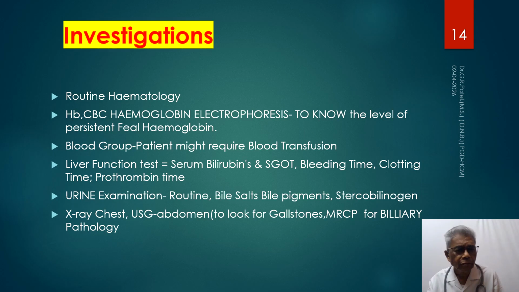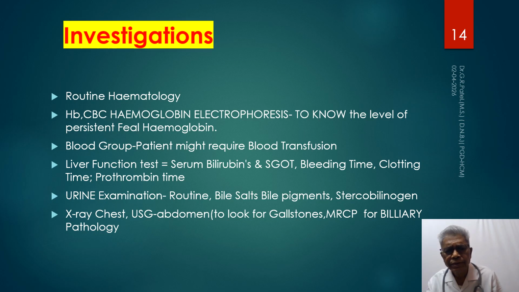About the investigation of the patient, routine hematology should be done: hemoglobin, CBC, and hemoglobin electrophoresis, which is a must to know the level of persistent fetal hemoglobin. Blood group, since the patient might require blood transfusion, so blood group must be decided. Electrophoresis is the investigation of choice to confirm the diagnosis of sickle cell disease.